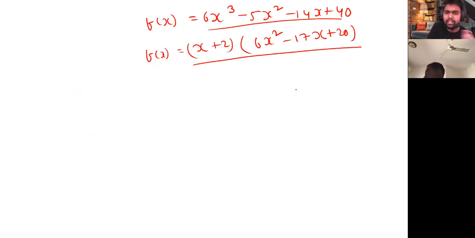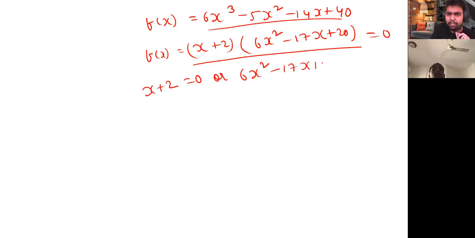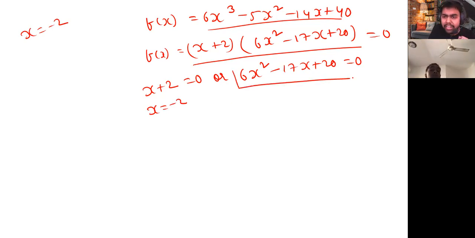See, try to understand, Alteb. If I equate this with 0, can I write x plus 2 is equal to 0, or I can say 6x square minus 17x plus 20 is equal to 0? Can I say? So can I say x is equal to minus 2? I got one answer for x. And I know how to find this one. You already know quadratic equation, right? So try to find with quadratic equation. But here one thing, it will have no real root, I think.